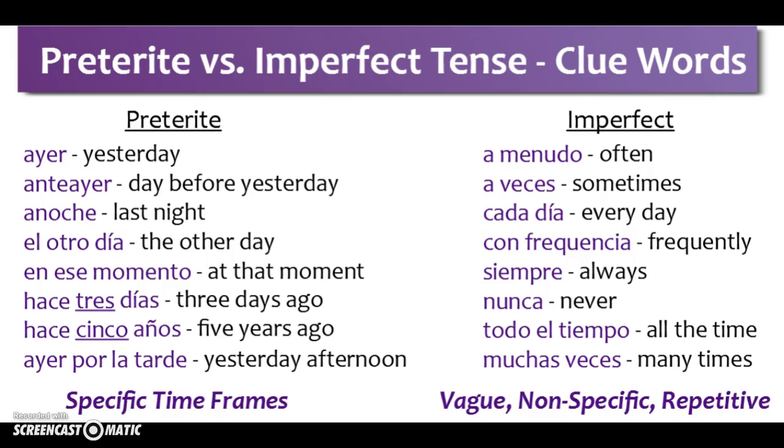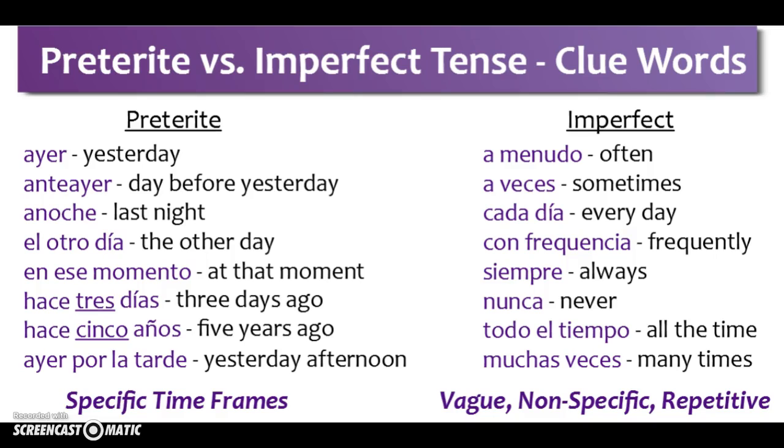The preterite list can again be summarized by things with a specific time frame, either over a period of time or a specific date when this action happened. Things that are more non-specific or vague, or something that repeated in the past, is when you would use the imperfect tense. I'll pronounce the words for you and let you take care of writing down the translations.